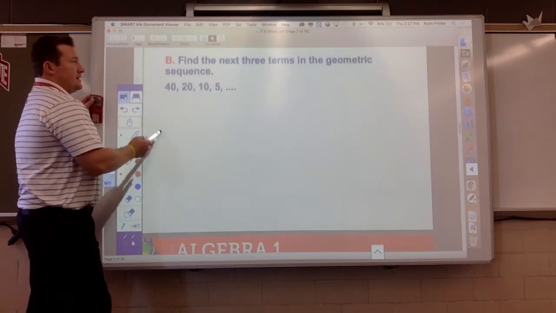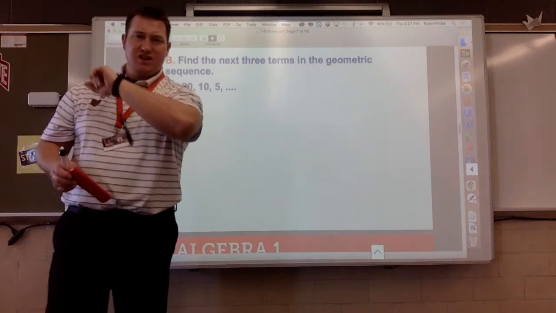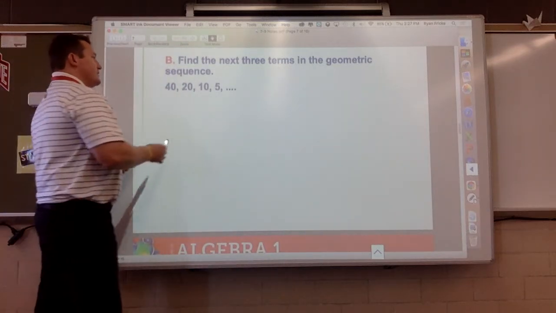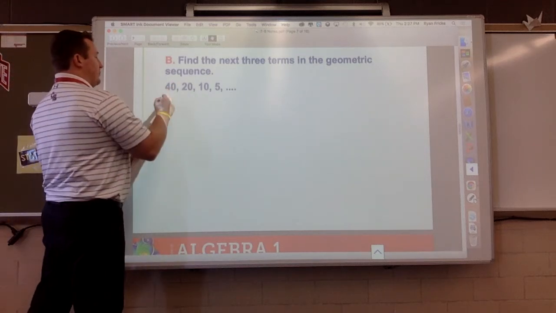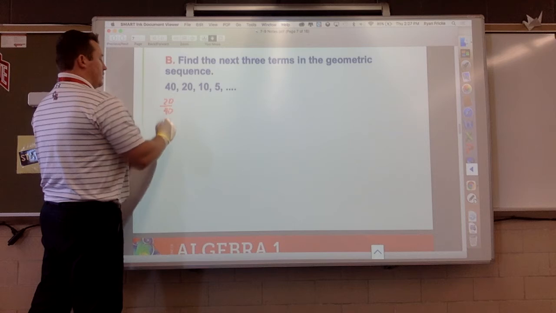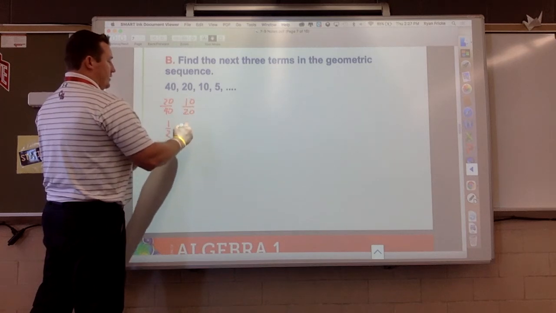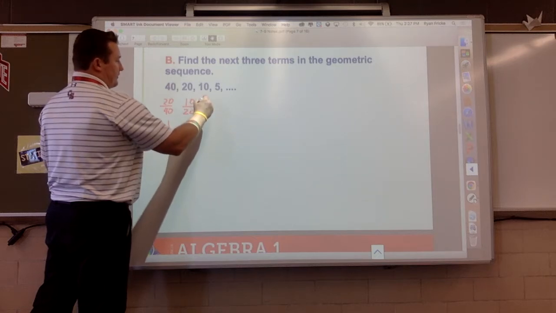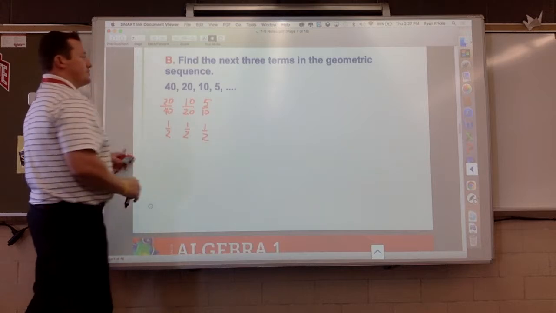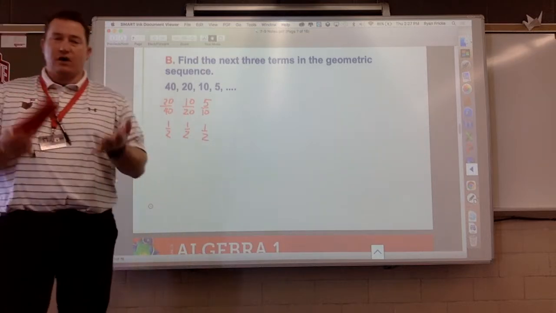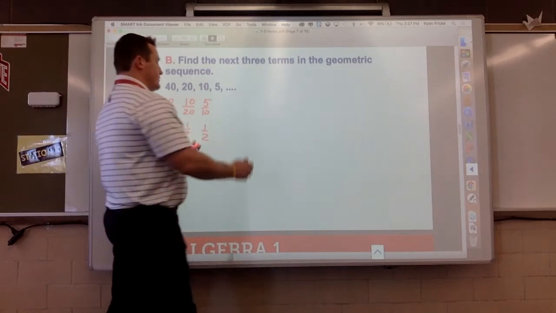Okay? Same thing here. Again, you think you guys can handle this? You just go right ahead. You pause this thing. You write in the next three numbers. Step 1, though, figure out your common ratio. 20 divided by 40, 1/2. 10 divided by 20, also 1/2. 5 divided by 10, also 1/2. Okay? So there is your common ratio to figure out your next terms.